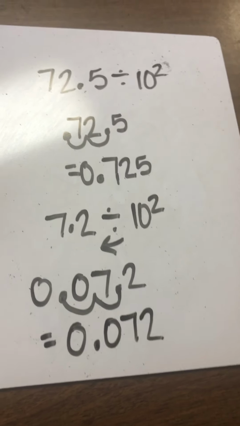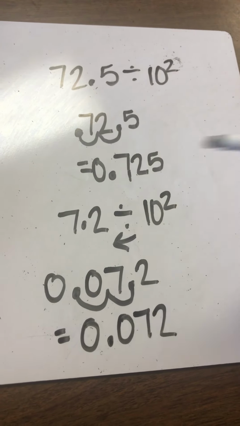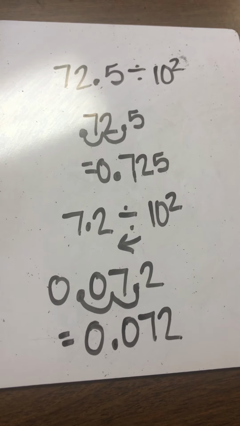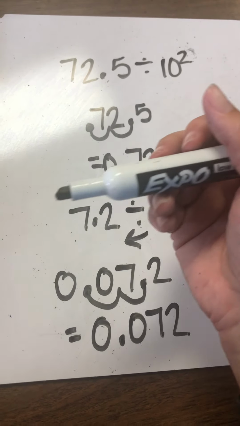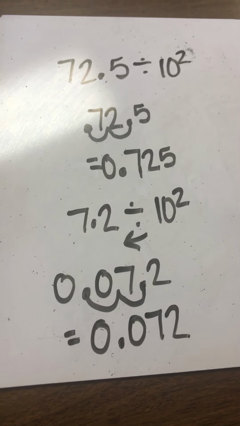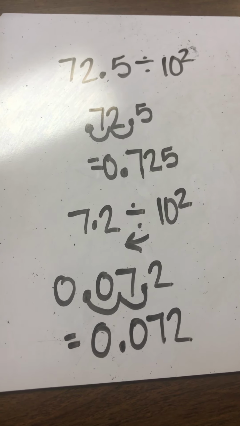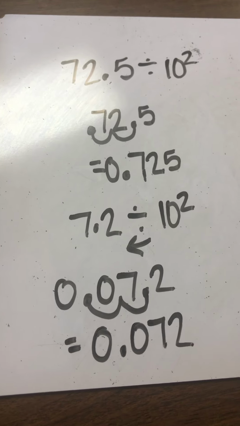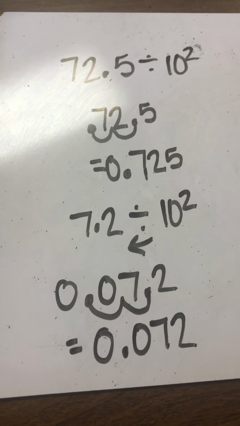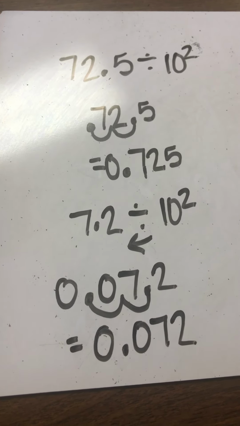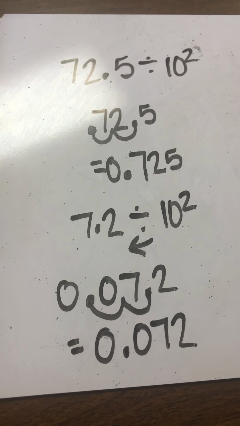Okay, so just remember, if you're multiplying, your decimal shifts up. If you're dividing, your decimal or your place value shifts back, okay? The exponent is going to tell you how many times to shift. Or if it's a power of 10 without an exponent, it just has several zeros. The number of zeros will tell you how many times to shift up or to shift back.